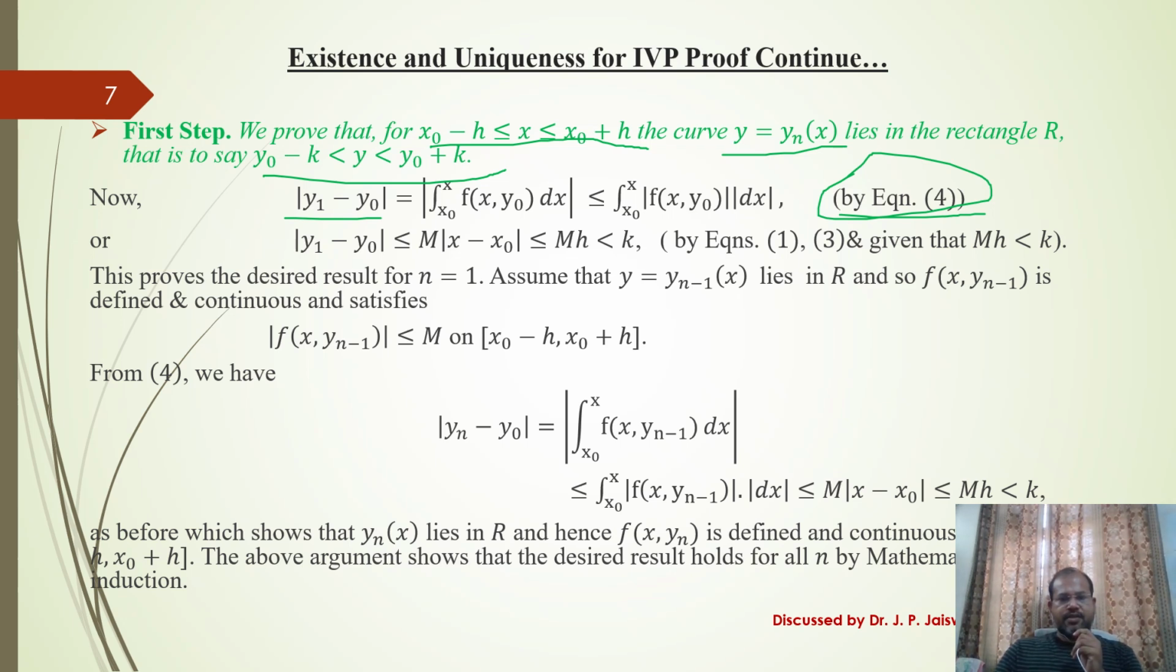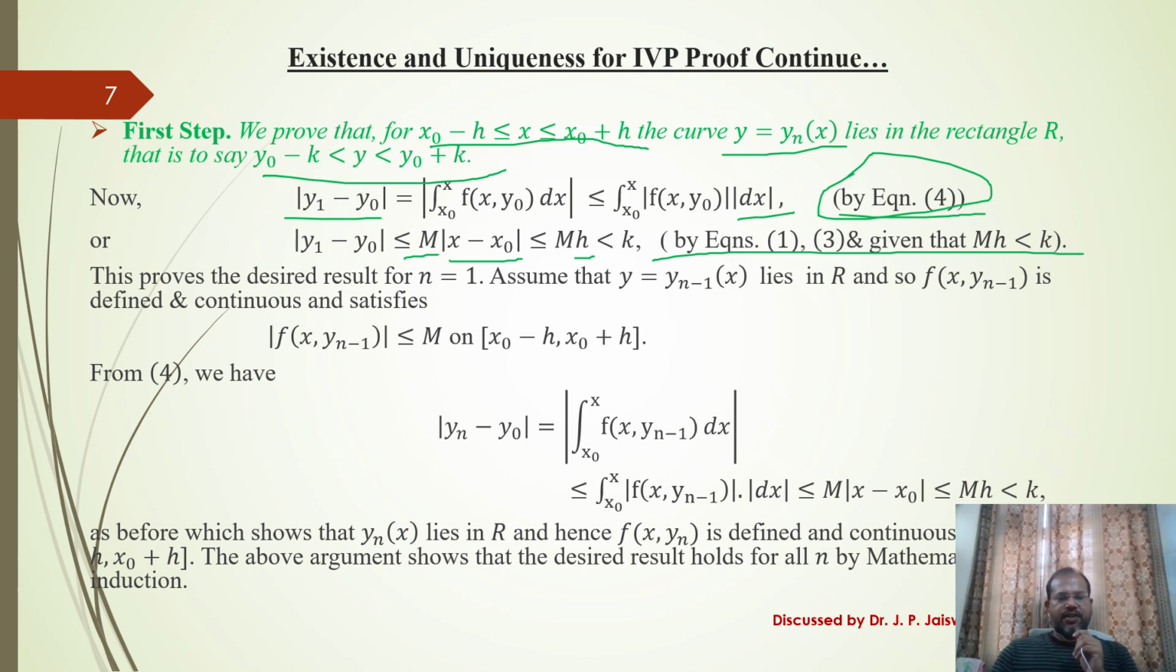Here, since mod of f(x,y) is less than or equal to M, this is less than or equal to M times the integral of dx, which is basically x, and this is mod, so it becomes x minus x naught, and it is given that mod of x minus x naught is less than or equal to h, and it is given that M times h is less than or equal to k, as mentioned in equations number 1 and 3. So clearly mod of y1 minus y naught is less than or equal to k, so y lies between y naught minus k and y naught plus k. So the result is true for n equal to 1.